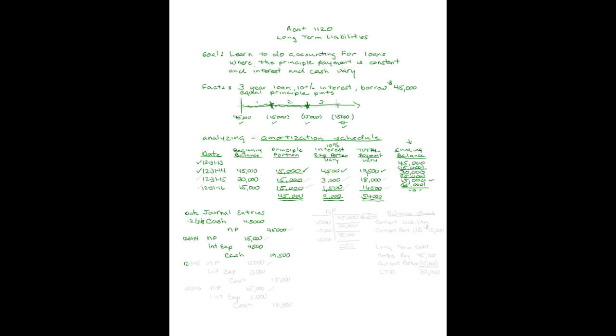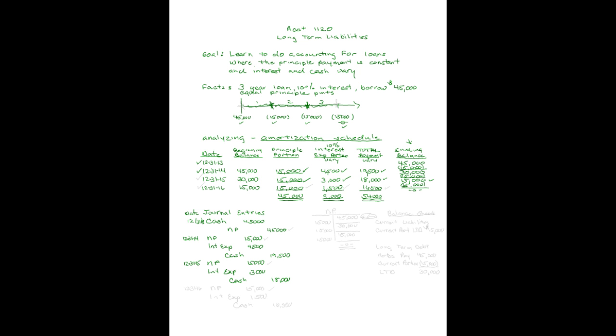Our entries laid out before us. 12/31/15. Notes payable always gets that $15,000. Interest expense is going to vary because the loan payment's coming down. It will be $3,000. $15,000 plus $3,000 is the total cash hit of $18,000. And that takes us through the second year.